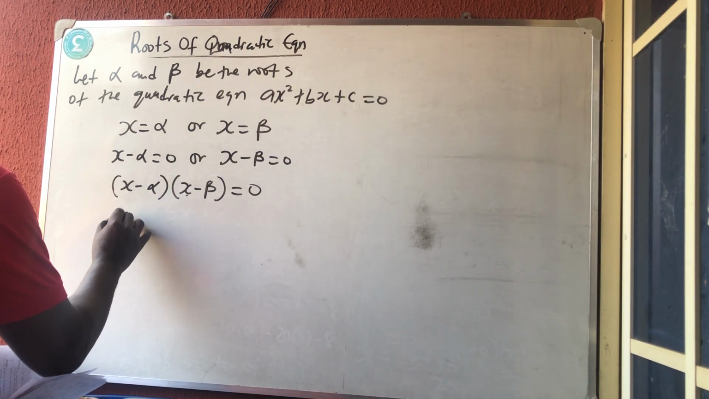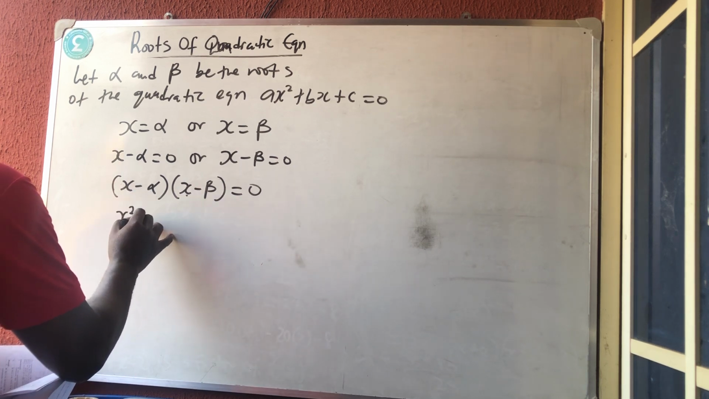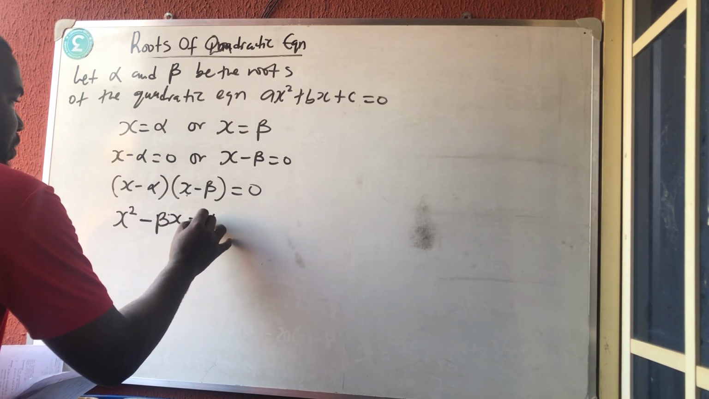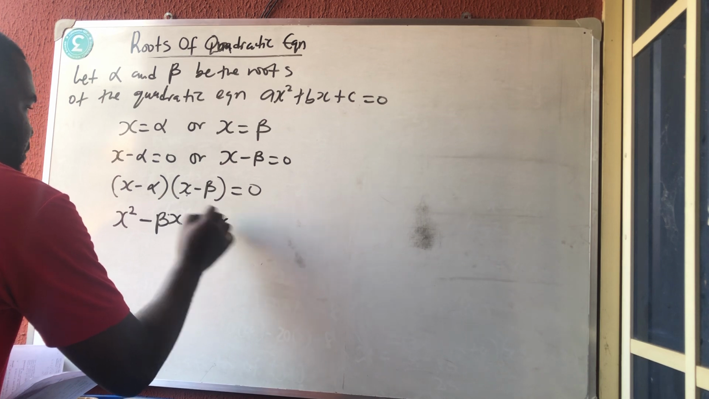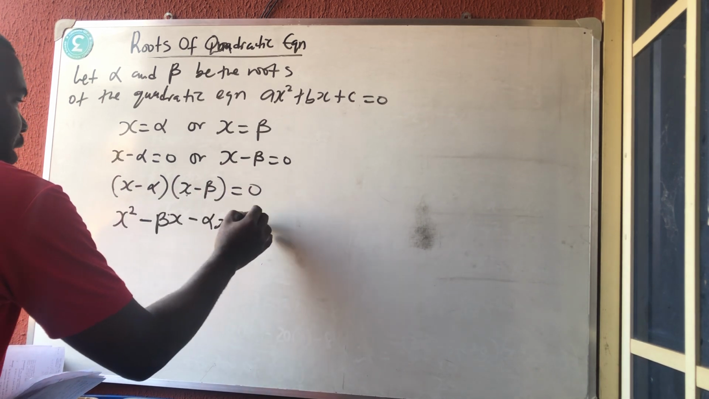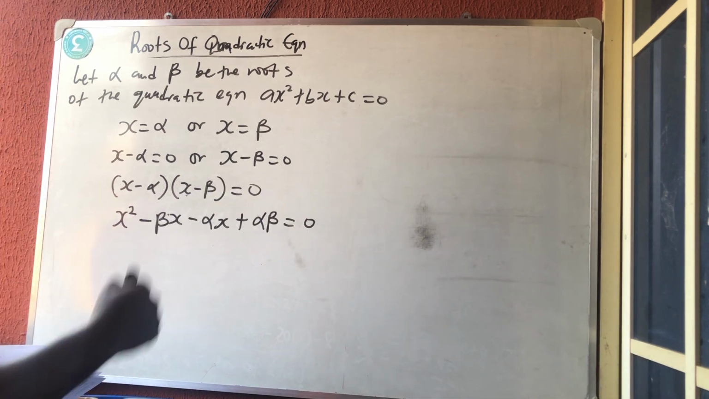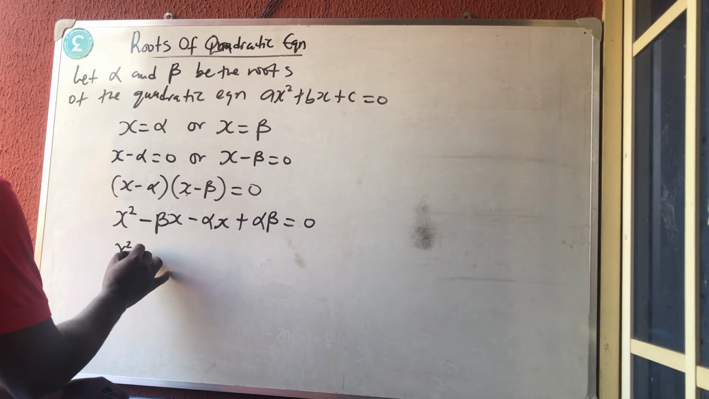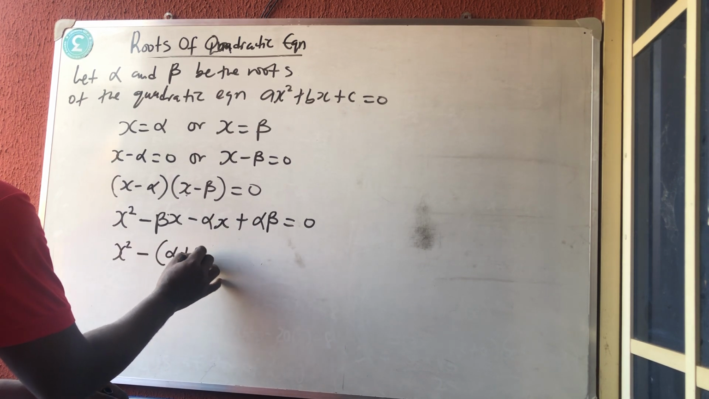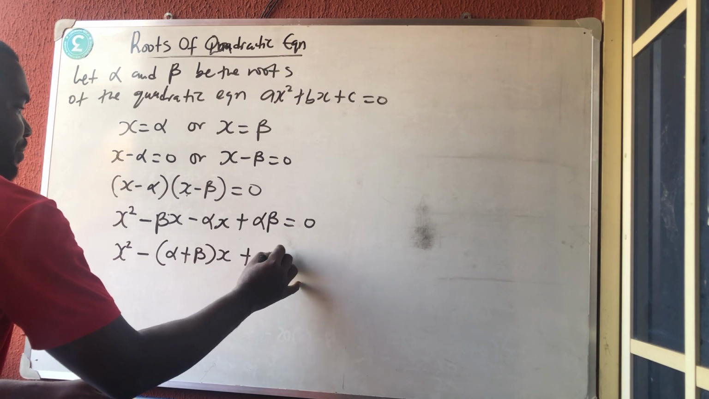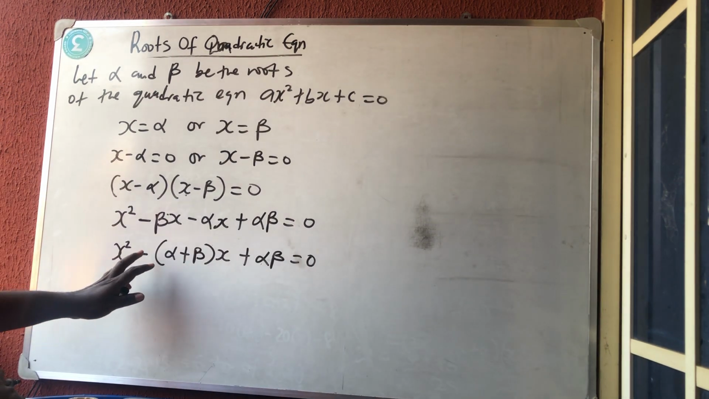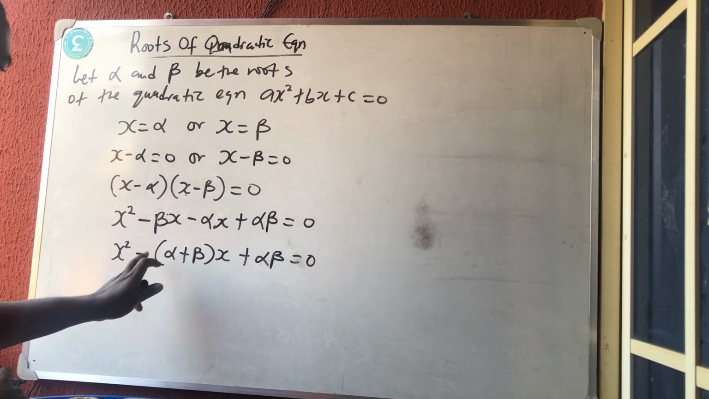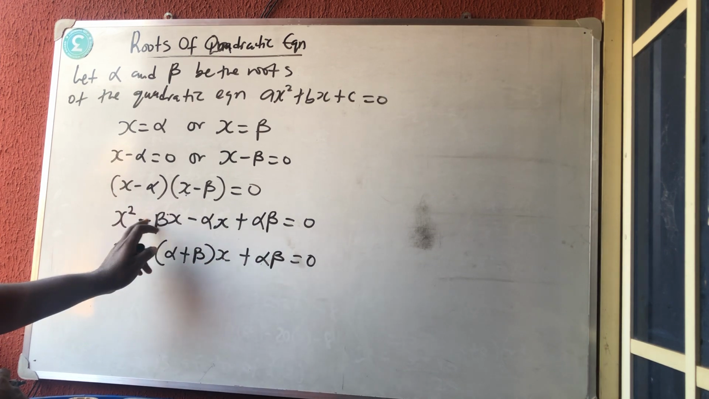This time I'm having x squared. Minus beta x. Minus alpha x. Minus times minus plus alpha times beta, alpha beta, is equal to 0. Now let me arrange it and collect like terms. This is x squared, minus can be outside, I'll have alpha plus beta x plus alpha beta is equal to 0. Let me check if it's correct. Minus times minus alpha times x, I'm having minus alpha x. Minus times minus beta times x, minus beta x.